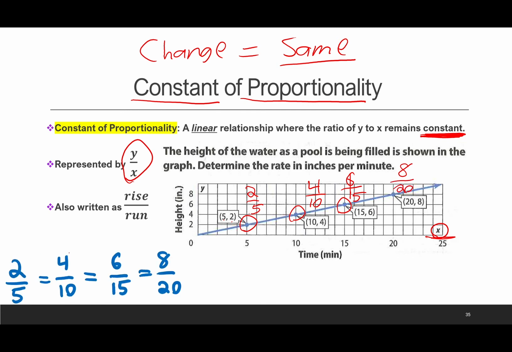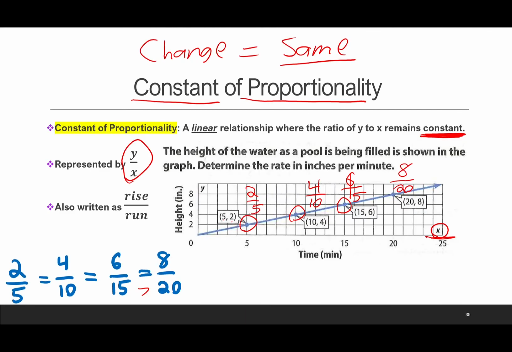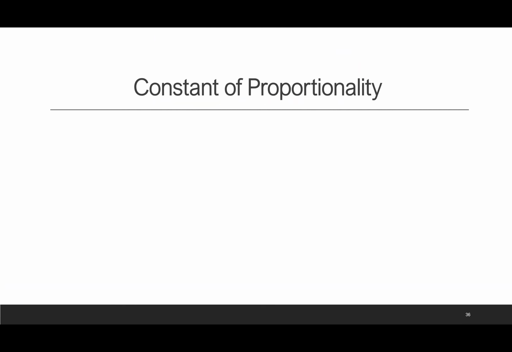Notice every single one of these fractions is proportional. 2 times 2 is 4. 5 times 2 is 10. Perfect. I can also do 2 times 3 is 6. Well, 5 times 3 is 15. It's proportional. It's perfect. 2 times 4 is 8. Okay, great. So 5 times 4 is 20. Voila. Here you have it. The constant of proportionality, every single point on that line, the entire point of a constant of proportionality, the idea behind it is that changes stay the same.